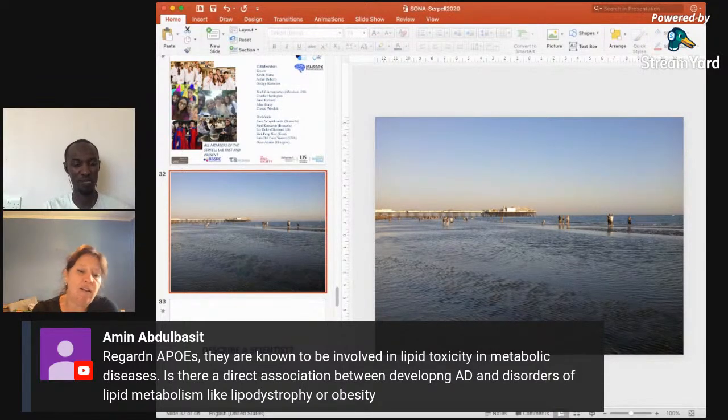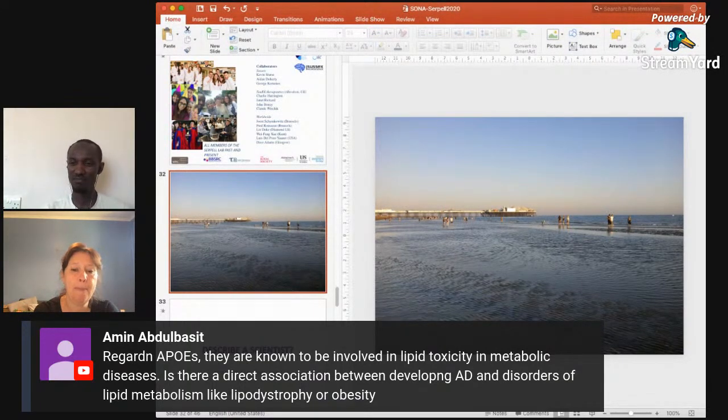Yes, so ApoEs are, of course, apolipoproteins. They are involved in lipid transport. I don't know of any connection between AD and lipid metabolism, or obesity. I don't know if that's an extra risk factor or not. I'd have to look that up. So I don't know. Sorry.